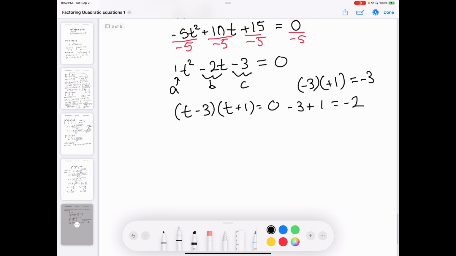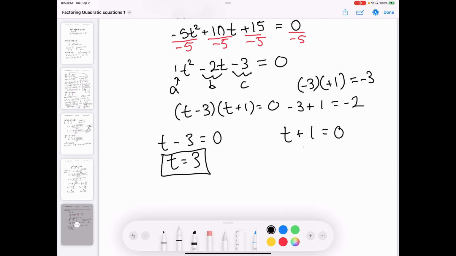Now, to obtain our solutions, remember we're going to set each binomial equal to 0. I don't really need the parentheses anymore. So for the first term, it's t minus 3 equals 0. We're going to add 3 on both sides, and that means we end up with t equals +3. And now for the other one, we have t plus 1 equals 0. We're going to subtract 1 on both sides. So that gives us t is equal to -1. So those are our two solutions.